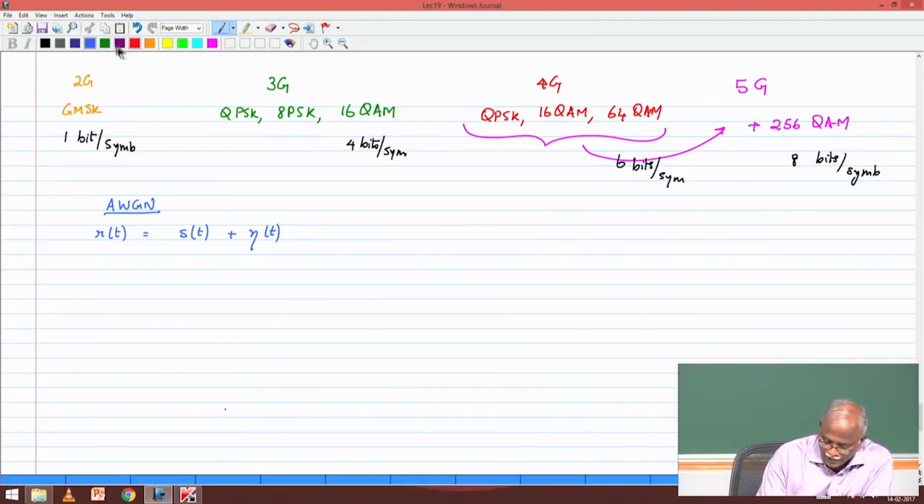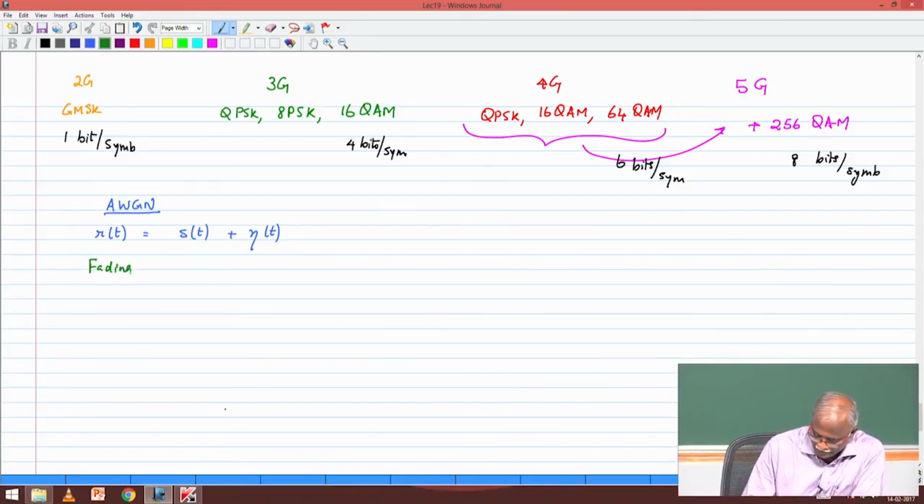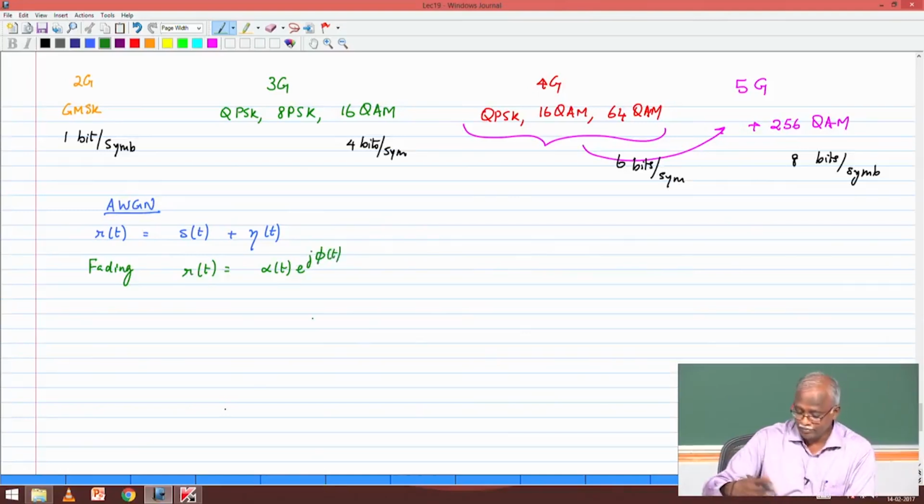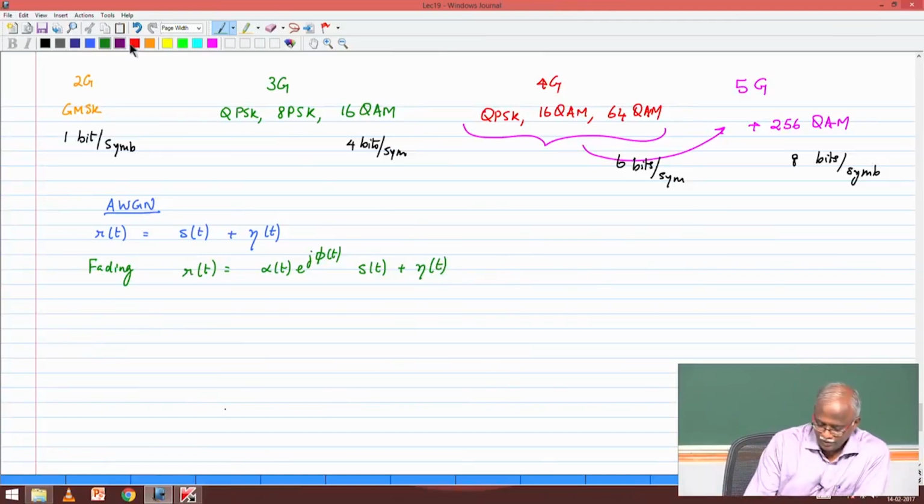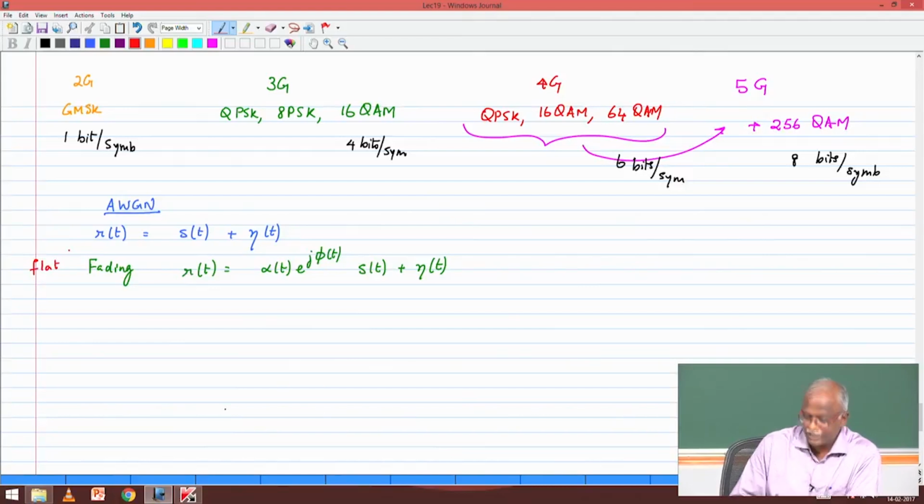Now I am going to write down two cases, starting with the case of a fading channel. r(t) is equal to alpha(t) e^{j phi(t)}, that is my complex gain term which represents the fading, multiplied by s(t), plus eta(t). The reason I have to take two special cases is that this one is flat fading. There is only one multipath channel that is present.